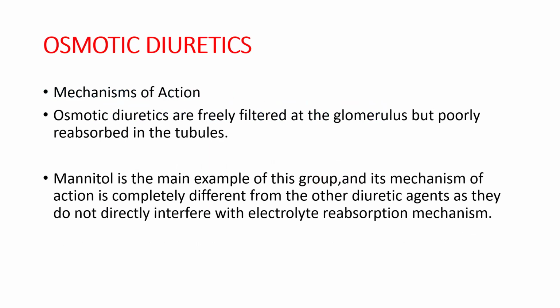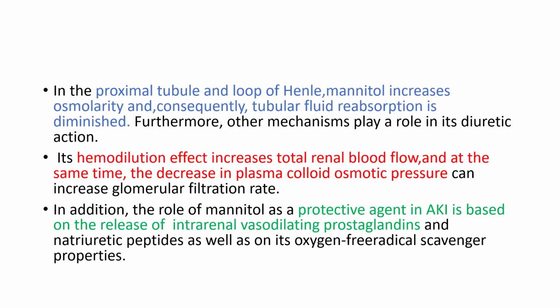The osmotic diuretics are freely filtered at the glomerulus but poorly reabsorbed in the tubule. So mannitol is the main example of this group, and its mechanism of action is completely different from other diuretic agents as they do not directly interfere with the electrolyte reabsorption mechanism. In the proximal tubule and the loop of Henle, mannitol increases osmolarity. Consequently, the tubular fluid reabsorption is diminished. Furthermore, other mechanisms play a role in its diuretic action.